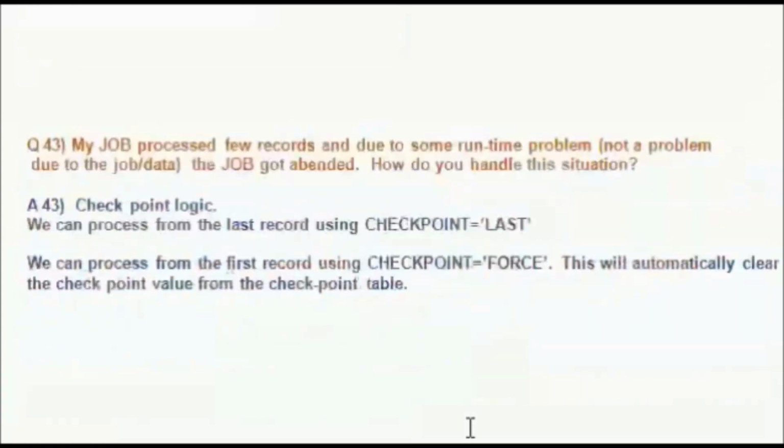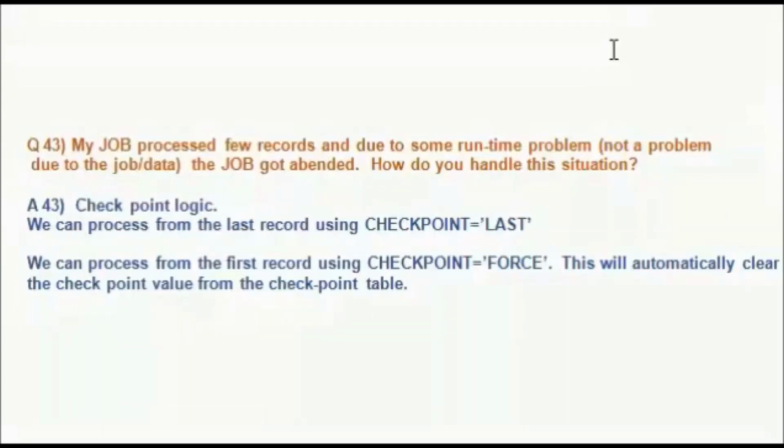Next question. My job processed a few records and, due to some runtime problem, the job got abandoned. How do you handle this situation? You can use checkpoint logic. We can process from the last record or from the first record based on the requirement. Checkpoint equal to last means it will process from the last record in which the job got abandoned. Checkpoint equal to force means it will start from the first record.